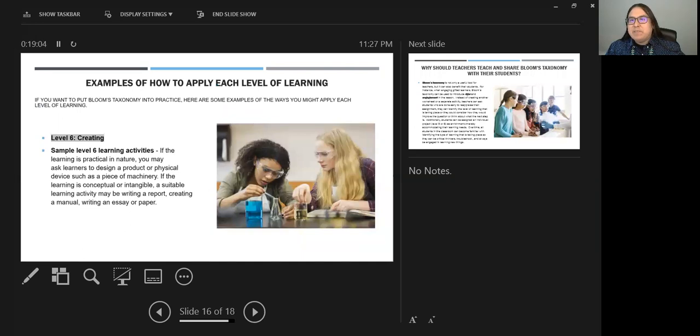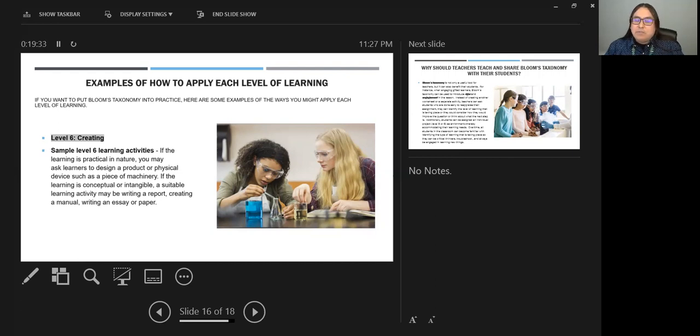Some examples of creating would be, if the learning is practical in nature, you may ask learners to design a product or physical device such as a piece of machinery. In my case, maybe we're challenging them for global warming. So what are some devices that students can create to address climate change or pollution in our area?